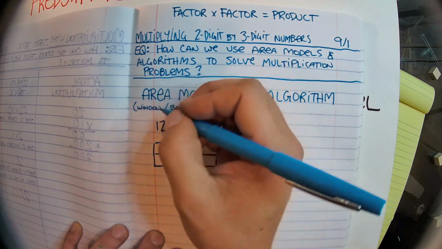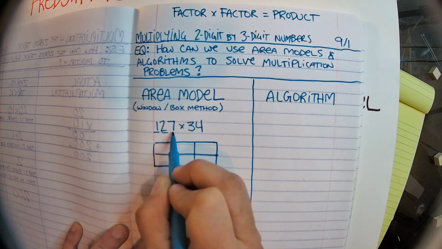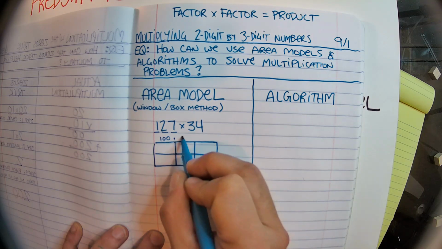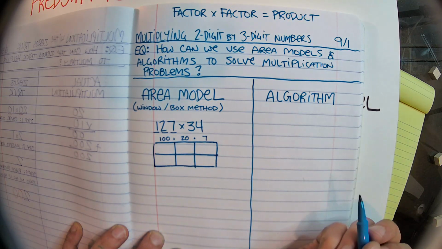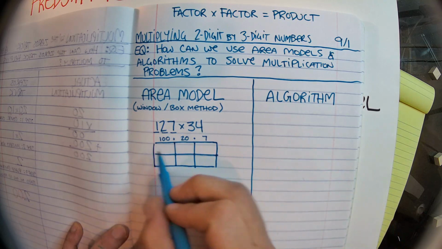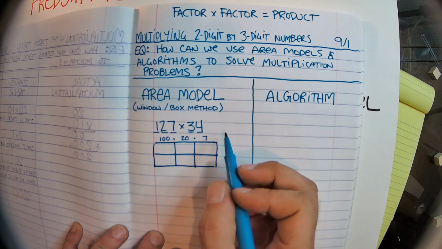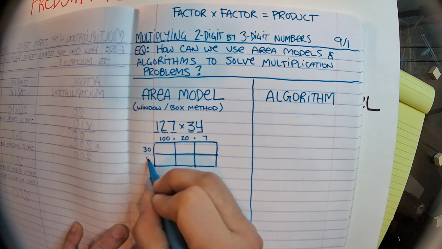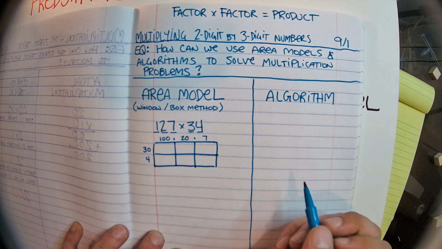All right, and I'm going to break 127 apart into its individual place values. 100, 20, and 7. And then the next thing that I'm going to do is, vertically, I'm going to break down 34 into its individual place values. I have 3 tens, so 30. I have 4 ones, there's 4. So now I've set up my area model.